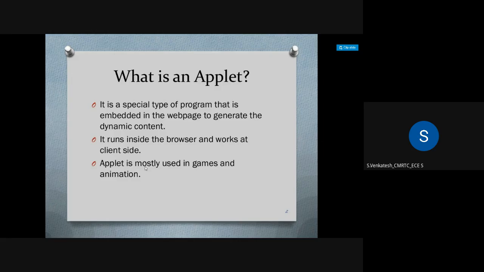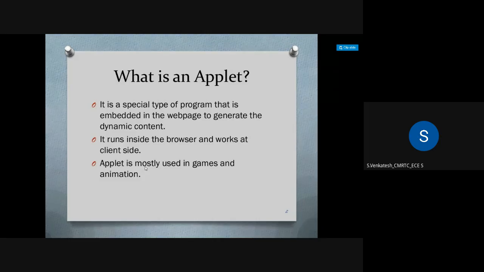So once again, this is the definition. What is an applet? It's a special type of program that is embedded in the web page to generate dynamic content. What does dynamic content mean? If you click something, something will appear dynamically. It will change. It's not static content. It is dynamic content, it will be in the browser, and it works at the client side. So the executable thing that will be at the client side is the applet.